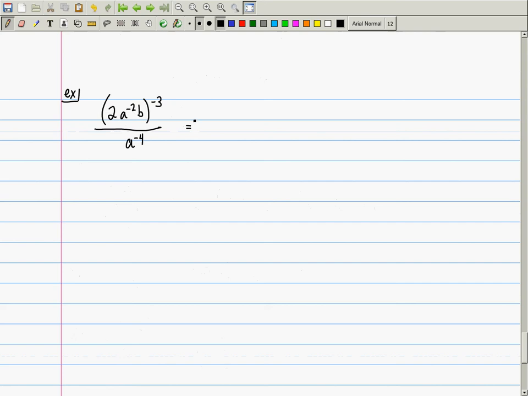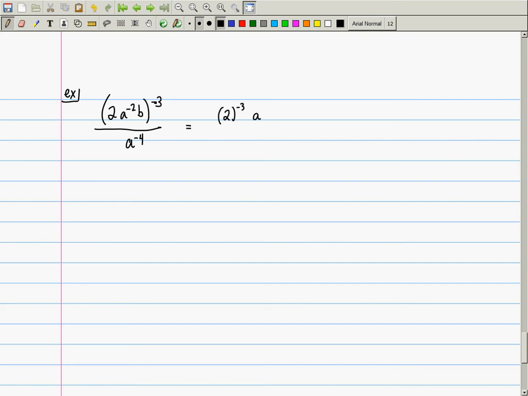Okay, so the numerator looks like it's the most complicated, right? The denominator, you can see probably eventually we're going to move the a to the numerator, right? But I'm going to worry about that in a minute, because the numerator seems like it's the most complicated thing. So what is the first thing I should do? Right, let's distribute the negative 3 exponent. Okay, so then this will be 2 to the negative 3. Okay, and then this will be a to what power? 6.